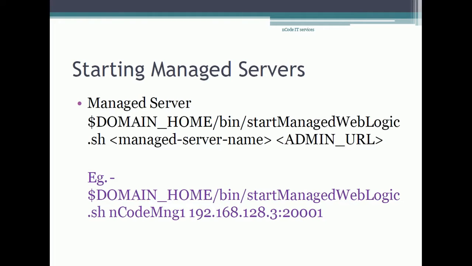So what we have here is a single script, and we need to pass the parameters. So domain home, bin, startManagedWebLogic.sh is the script name. The managed server name is what we pass, like encode mng1. Admin URL means where the admin is running, at this IP, at this port. So we use startManagedWebLogic, managed server name, admin URL. That's to start your managed server.